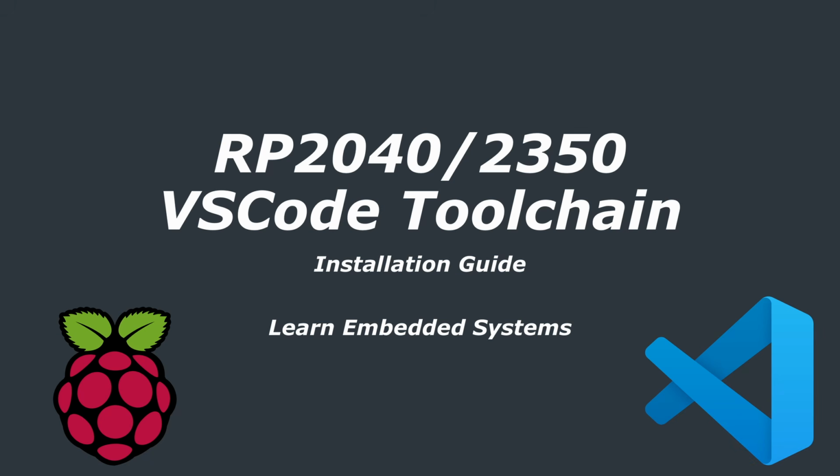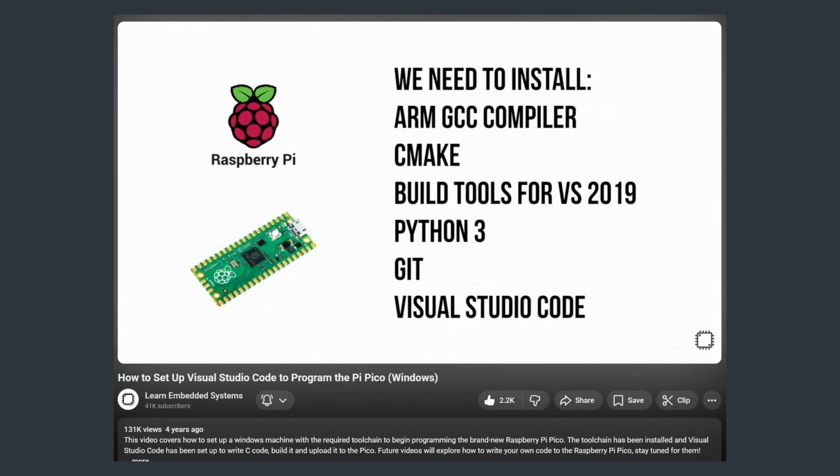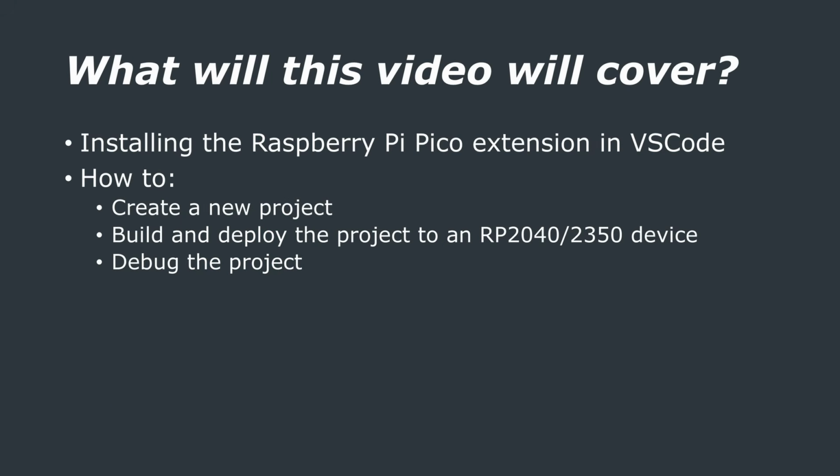In this video, I will explain how to easily set up VS Code to program RP2040 and RP2350 powered devices like the Pico and Pico 2 in C. This video is an update to an old video of mine which described manually setting up the toolchain, but this method is significantly simpler. We are going to install the Pico extension in VS Code, which will install the required tools and demonstrate building, uploading and debugging the project on a Pico.